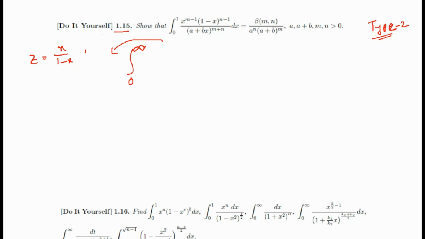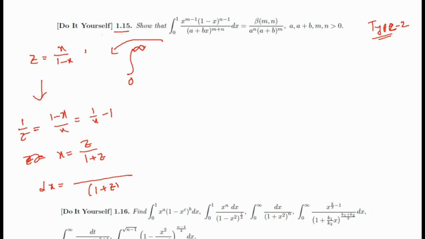And here, okay, we need to calculate something. Let's see. Here what about x? So 1 by z equal to 1 minus x by x. This is 1 by x minus 1. So x equal to z by 1 plus z, dx equal to 1 by (1 plus z) whole square dz. And here what about 1 minus x? 1 minus x will be 1 by 1 plus z.